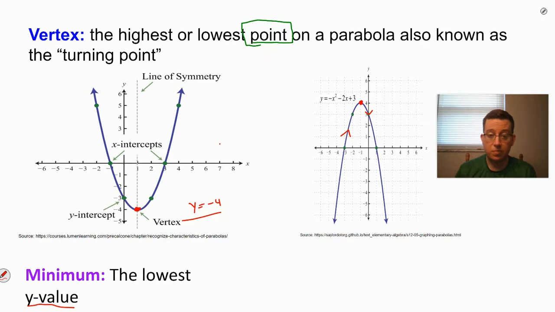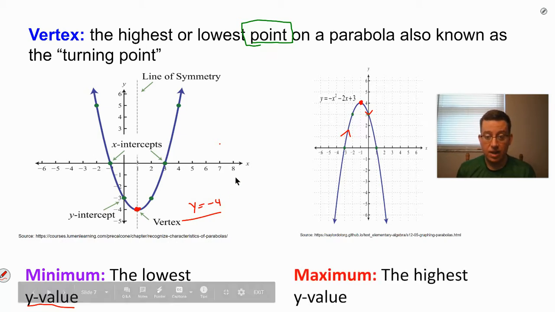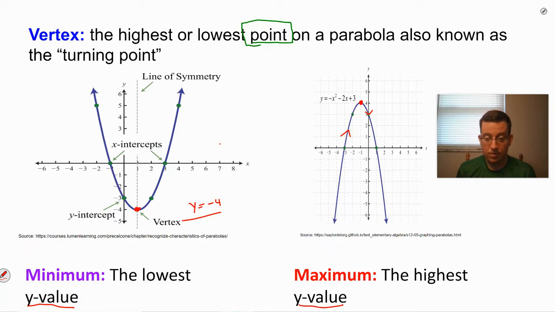And conversely, in the same manner, we have the maximum, which is the highest y value. Again, this is the y value, not the point. So if I'm looking here, my maximum will be the value, sorry, y equals 4. It is a value, not a point. So again, I'd write that in your notes.